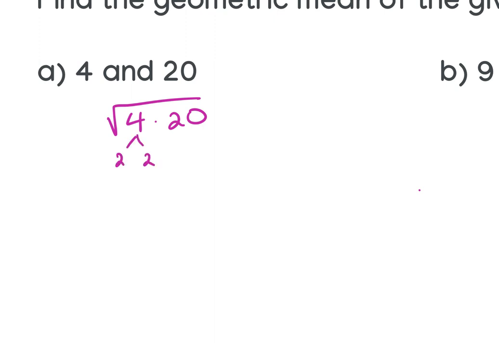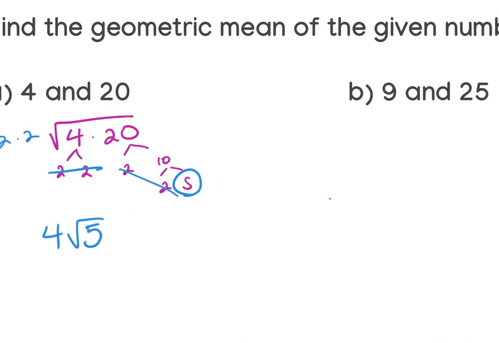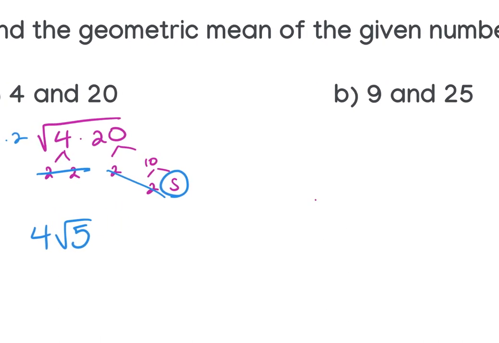4 would be 2 and 2. 20 is 2 and 10, which is 2 and 5. There are two 2s, so a 2 is going to the outside. There's another pair of 2s, so another 2 is going to the outside, and the 5 is left underneath. So this becomes 4 square root 5. And you'll keep all these answers exact.